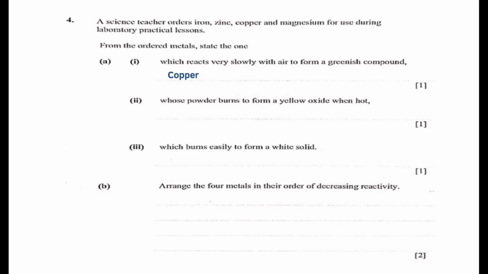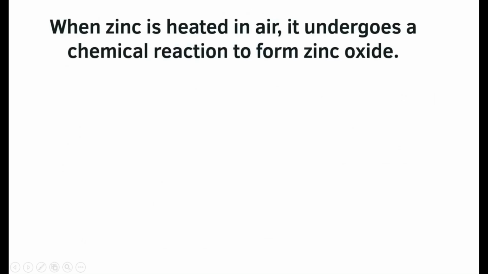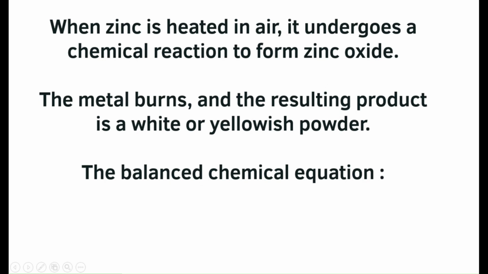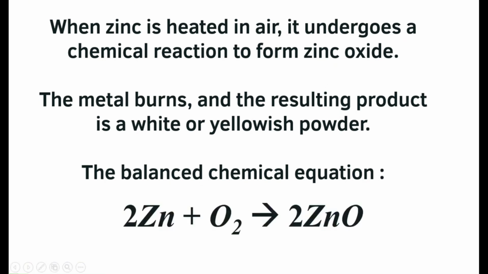From the ordered material, state the one whose powder turns to form a yellow oxide when hot. This is obviously zinc, because when you heat zinc in air, it undergoes a chemical reaction to form zinc oxide, and it forms a white or yellowish powder when it is still hot. The chemical reaction is zinc plus oxygen to form zinc oxide. So remember to balance. When you use chemical equations, you need to balance them. So you have 2 zinc on the left, 2 zinc on the right, 2 oxygen on the left, 2 oxygen on the right.